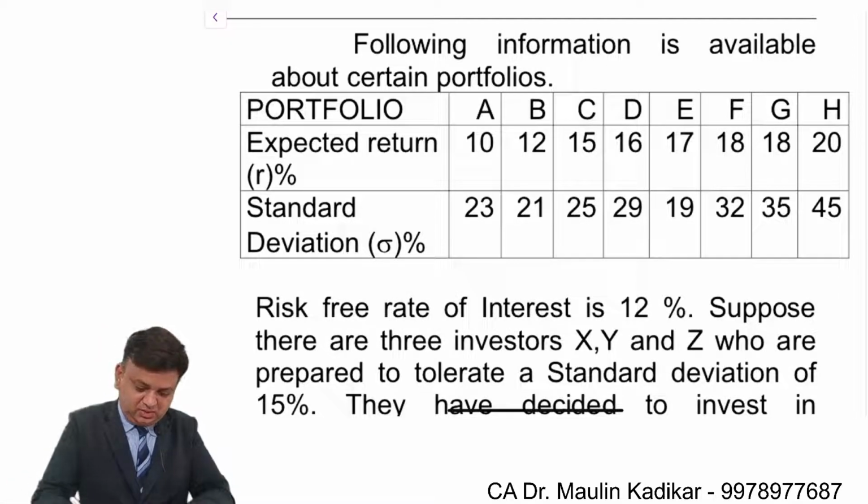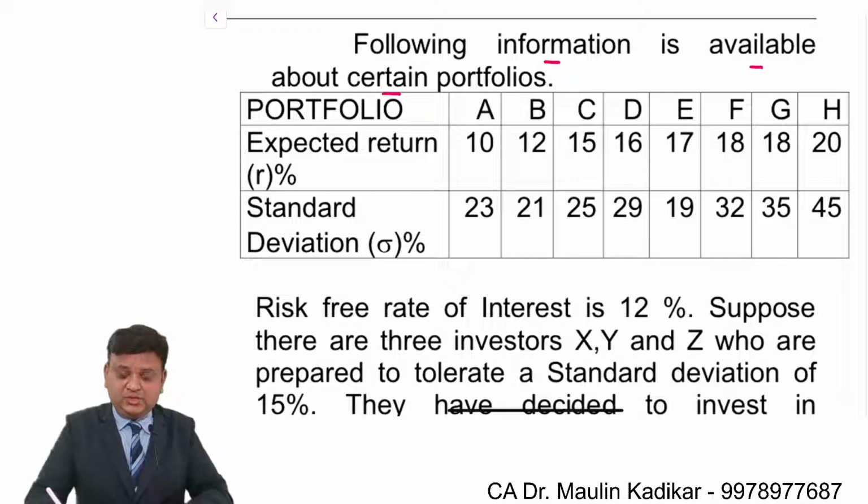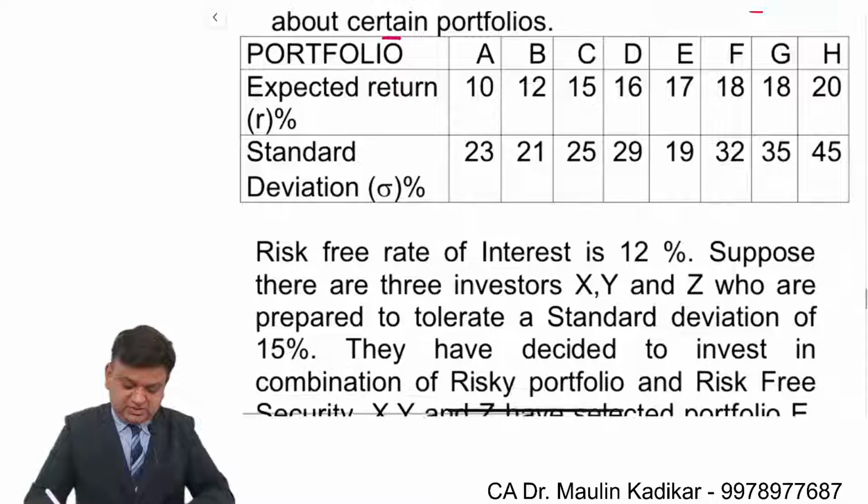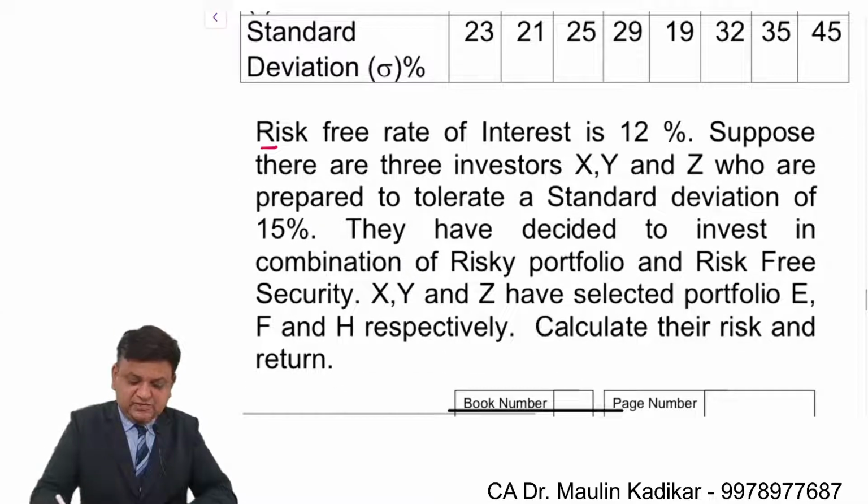Next question. Following information is available about certain portfolios. Portfolio A to portfolio H have been given to us. Risk-free rate of return is 12%.